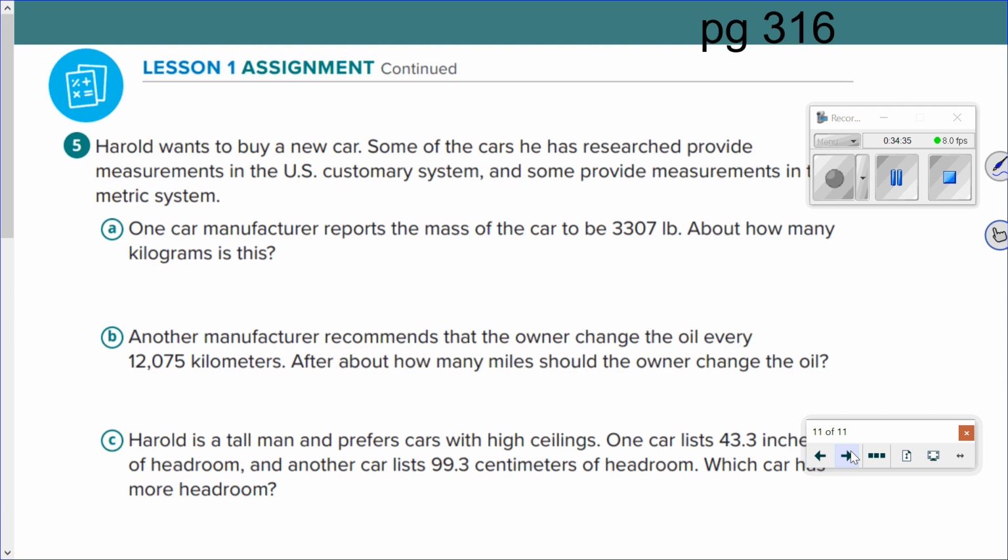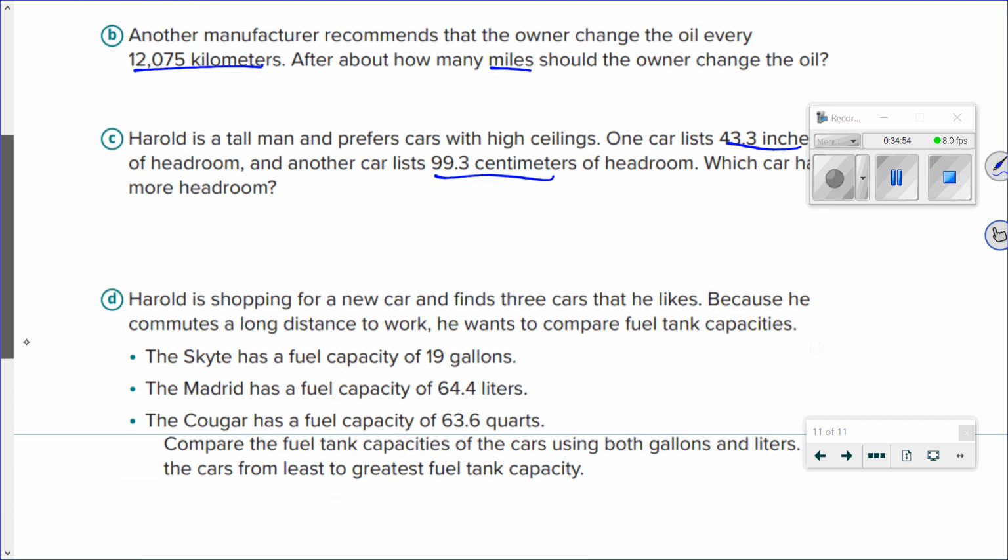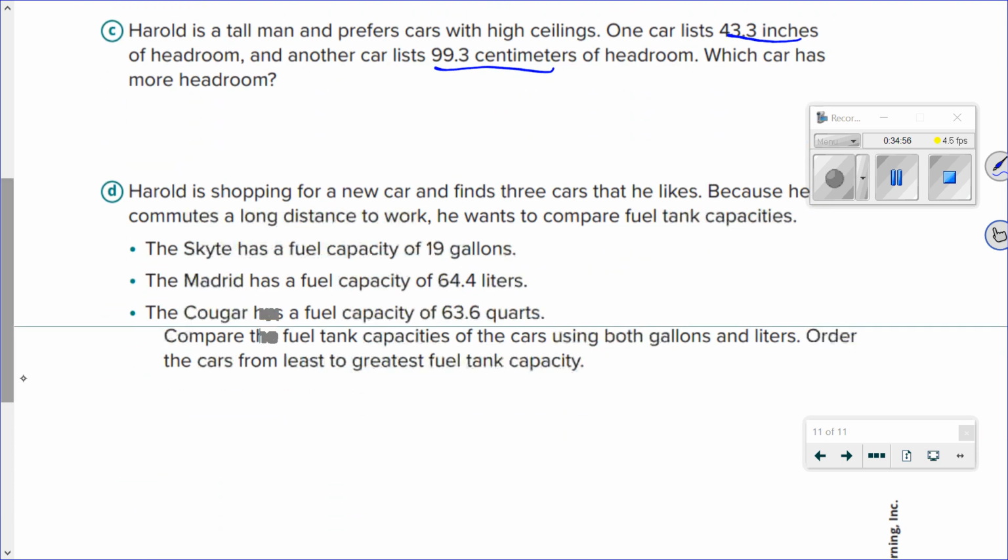Then on the last page, now we're switching around. They've got pounds to kilograms, then kilometers to miles, and inches to centimeters. So you have to go back to the conversion factors 4 pages ago. And this one, he commutes a long distance. He's comparing their capacities because he wants the fuel tank to be as large as possible. So pick the largest capacity. Pick the largest fuel tank.